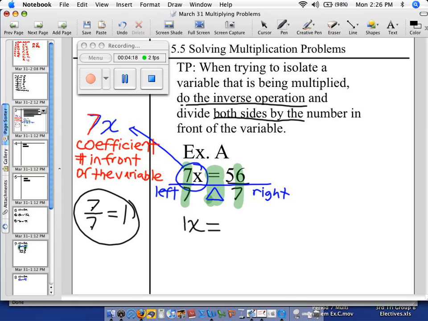But 56 divided by 7 could be read like this. Or 56 goes in, because it's on the top. 7 goes out, it's on the bottom. This is an improper fraction. And to simplify an improper fraction, you use division. 56 divided by 7 is 8.